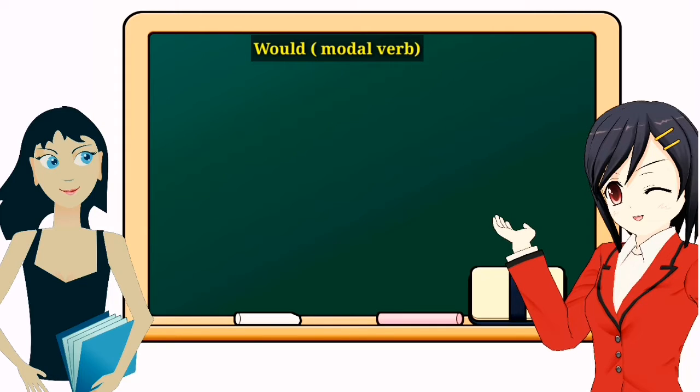Well, the first usage is that would is used to make requests. As you know, a request refers to the act of asking for something, but we can ask for something in different ways. Using would is a very polite way of asking for something or persuading someone to do something for you.